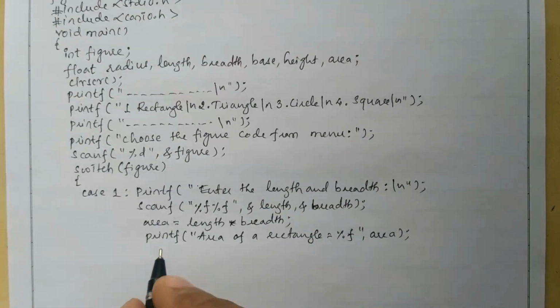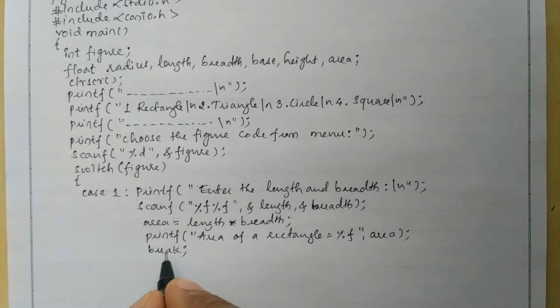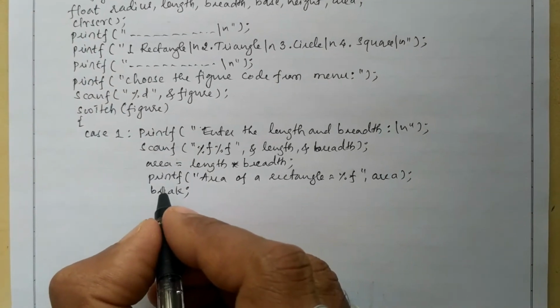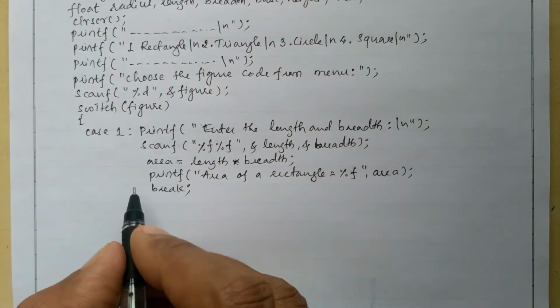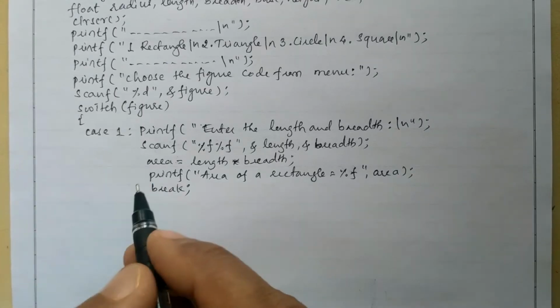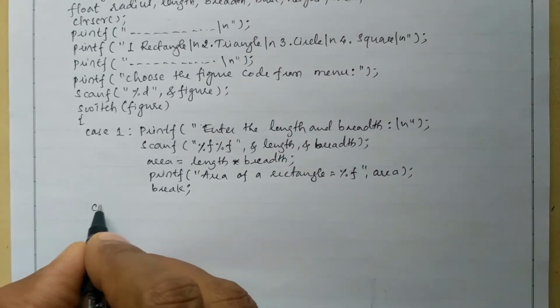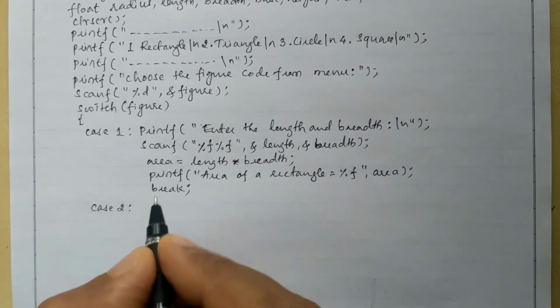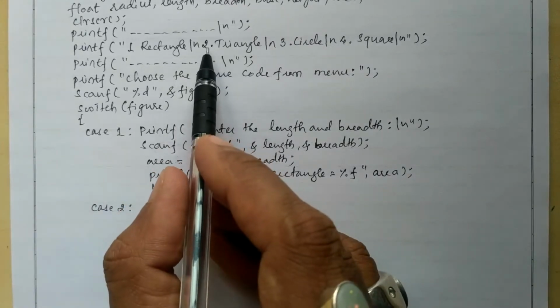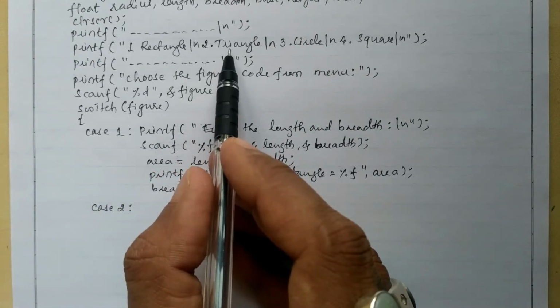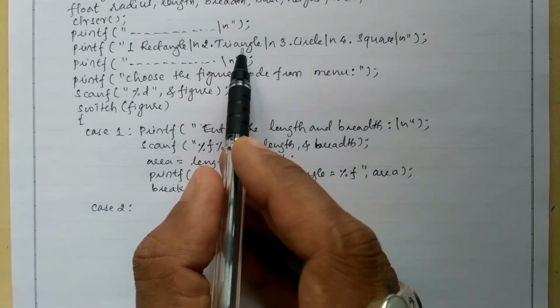Then after the case label we have to write break. After each and every case label we have to write break statement, so that the control must come out of this switch statement. Now next is I'm going to write case 2. What is going to happen if the user presses 2? It has to calculate the area of a triangle, right?